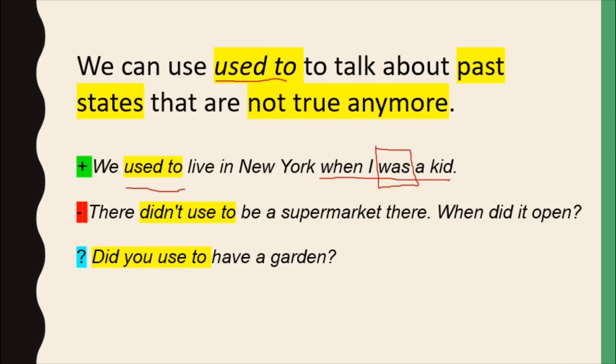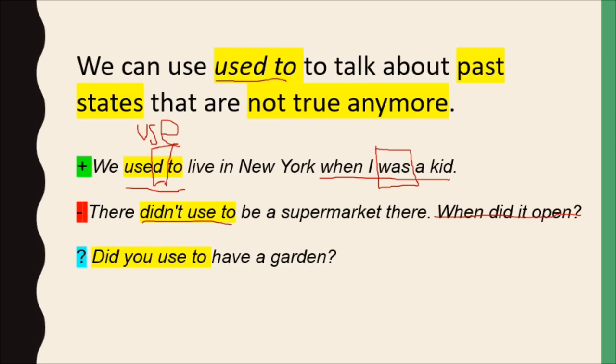Number two, there didn't used to be a supermarket there. When did it open? Okay, let's say that we're not paying attention to this one because I will explain the question marks later, but focus on the negative form. There didn't used to. Why did I use this structure? If you're paying enough attention, I hope you already know that used is in the past, because the base form of this verb is use, but I am using used to. This means it is in past.